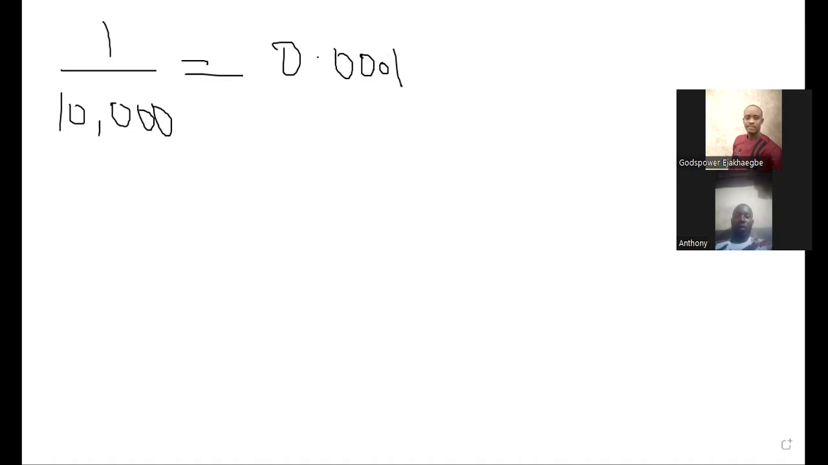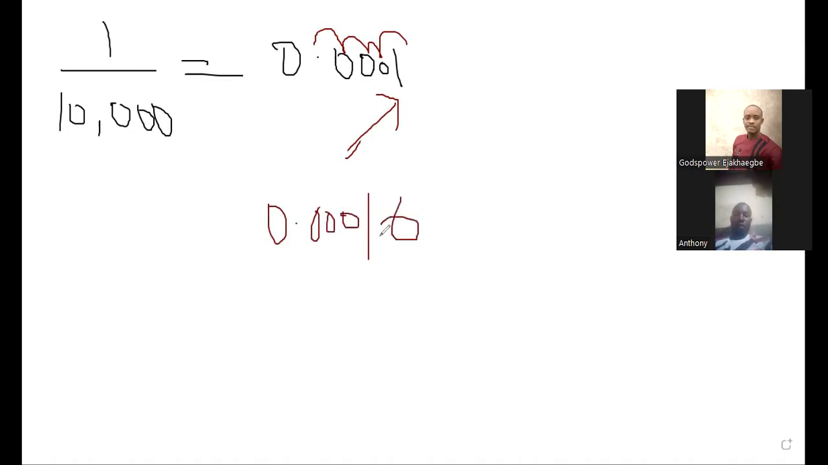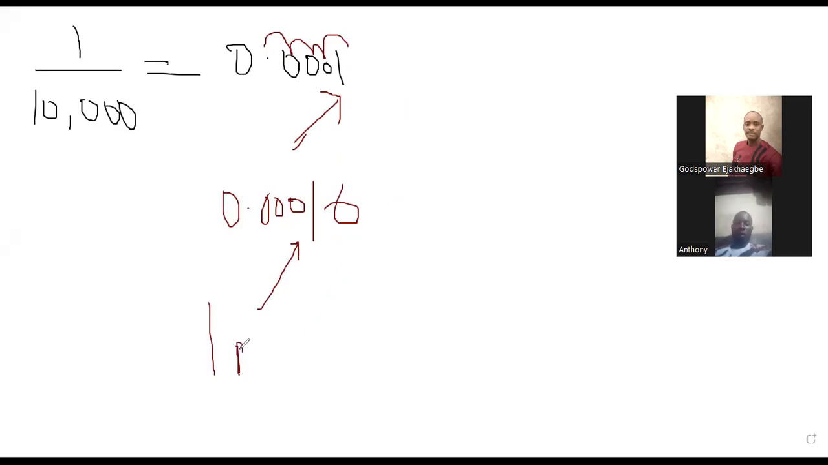What am I saying? If I have 1, 2, 3, 4 decimal places, this fourth digit is what we regard as a pip. Now, if you have something like 0.000100, this one here is seen as 1 pip, and this other one is seen as 6 pipettes.